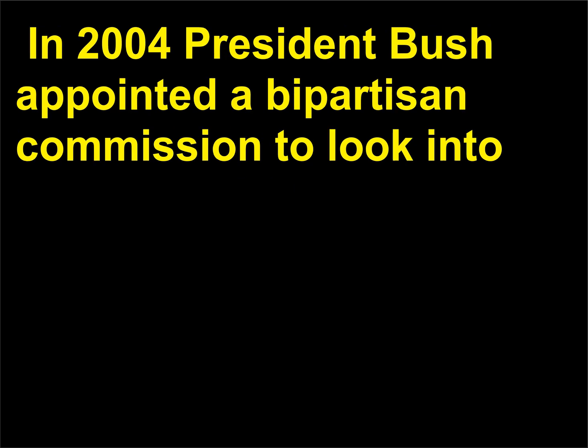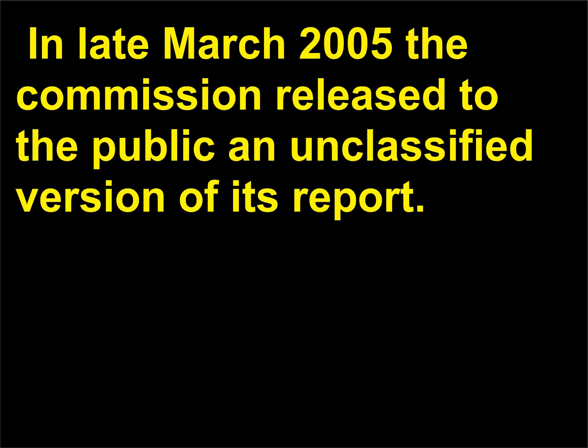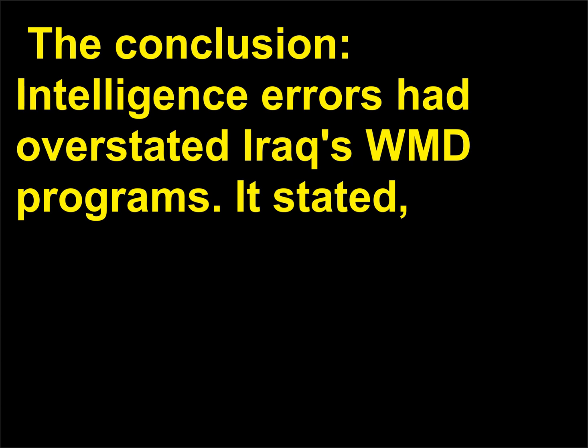In 2004, President Bush appointed a bipartisan commission to look into why U.S. intelligence agencies had concluded that Iraq possessed WMD. In late March 2005, the commission released to the public an unclassified version of its report. The conclusion: intelligence errors had overstated Iraq's WMD programs.